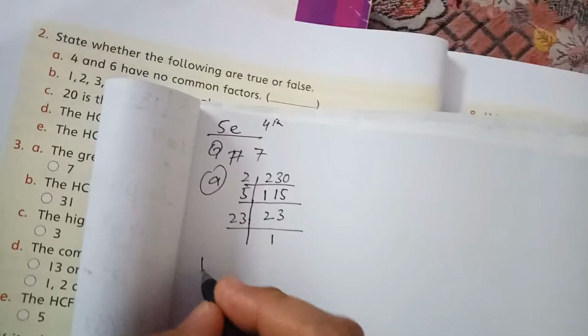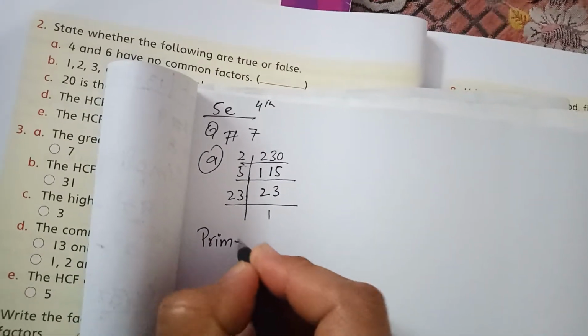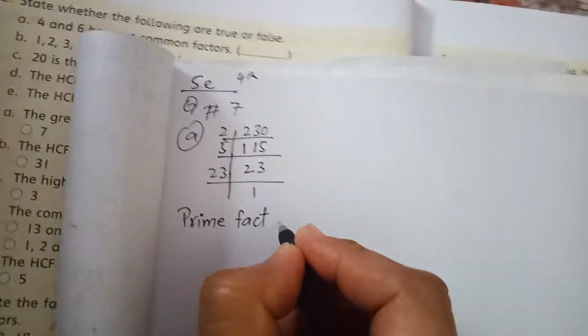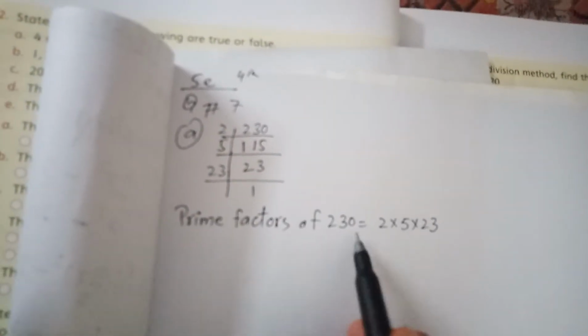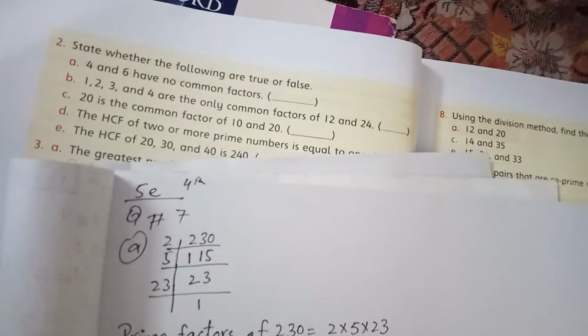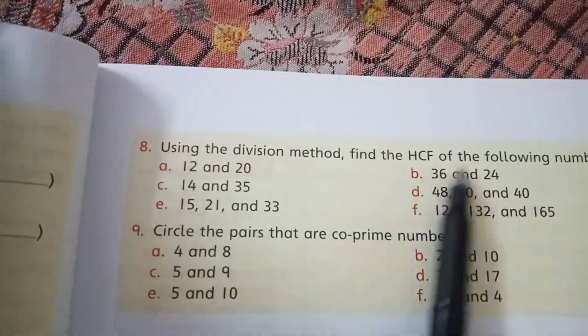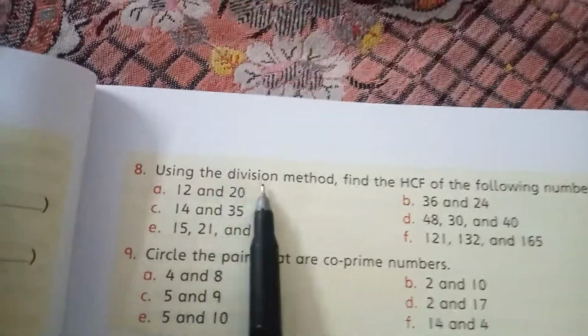So what are the prime factors? What are the prime factors of 230? They are 2, 5 and 23. These are the prime factors of 230. Using the division method, find the HCF of the following numbers. Using the division method, you have to find, in question number 8, the HCF of the given numbers.